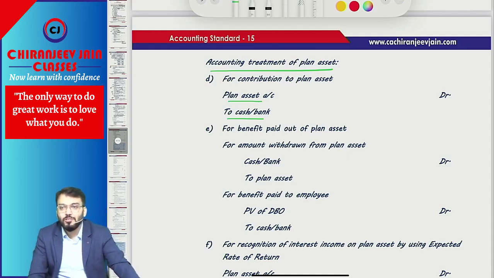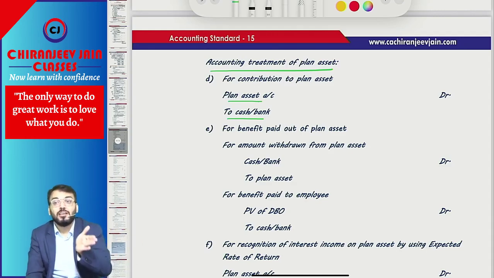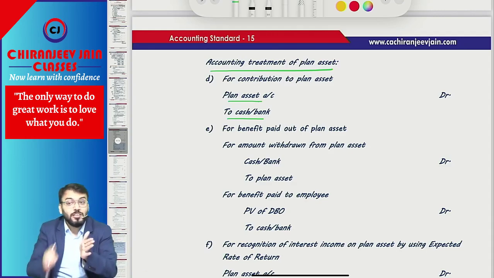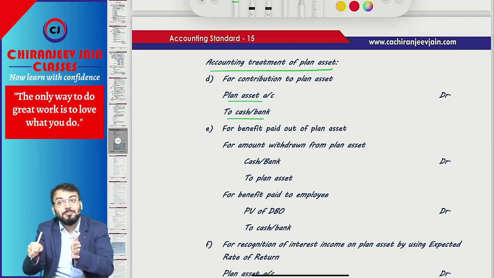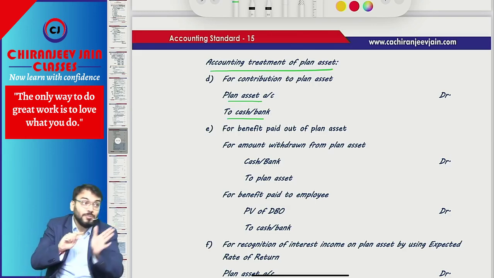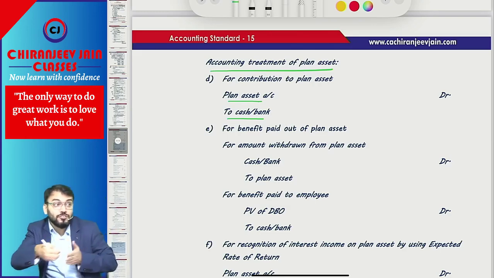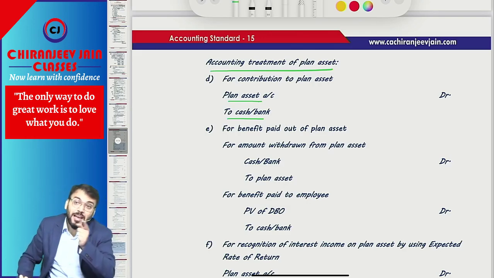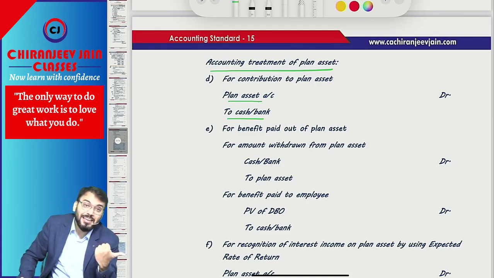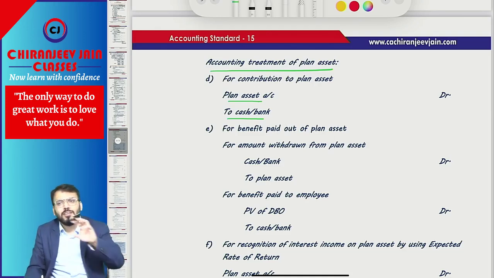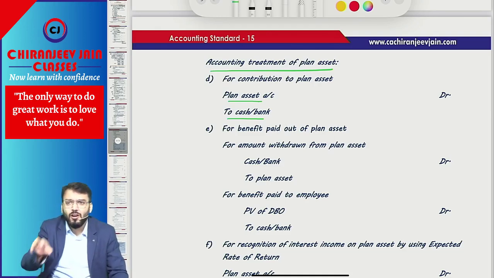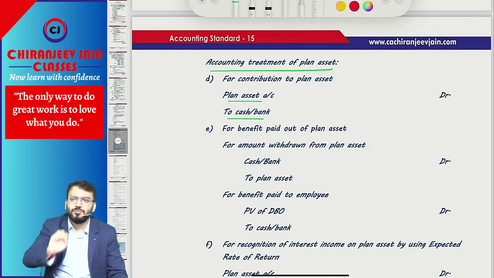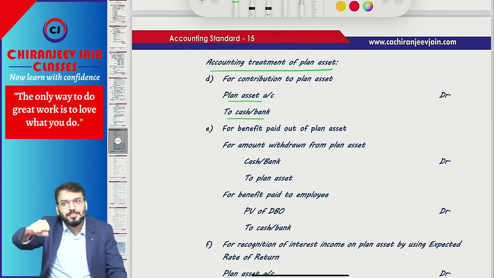Correct. So in exam what they will say? Contribution received. The contribution received by plan asset, paid by entity. So don't be confused. There is a contribution received by plan asset. It is received by plan asset, paid by entity. Okay. Now can I say on retirement, suppose the amount payable to employee is 1 lakh. Let us assume. So how much will be withdrawn from plan asset?